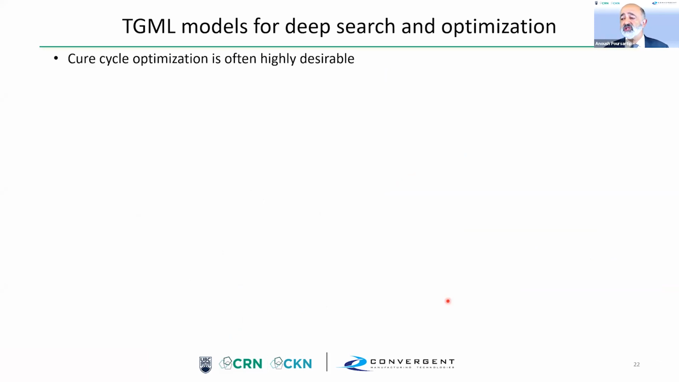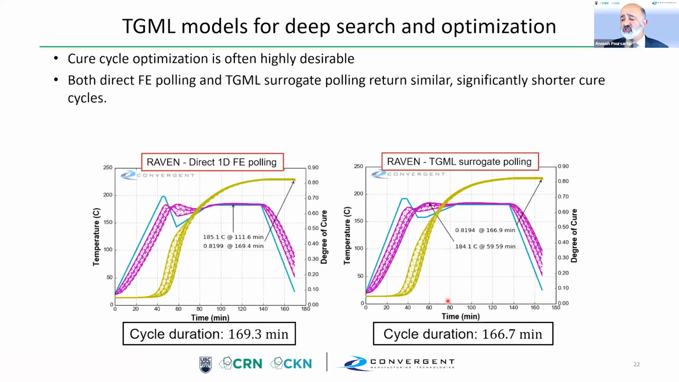Cure cycle optimization is a big deal. Cycles take long. We're trying to go to shorter and shorter cycles. And of course, the optimization routine doesn't really care. It could use direct finite element polling, or it could use the surrogate. So what I'm showing you here is an example of an optimization of a cure cycle for a 10 millimeter thick Hexcel 8552 structure. And what we're trying to do is shorten the cycle without exotherm.